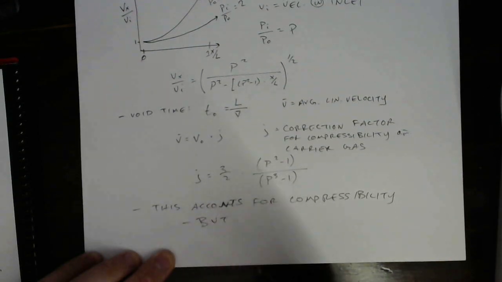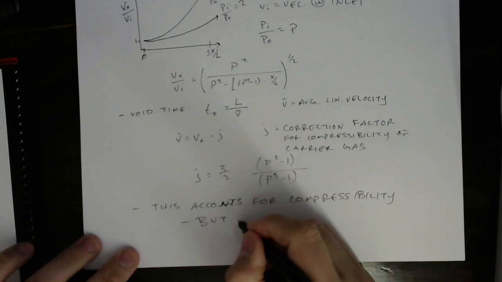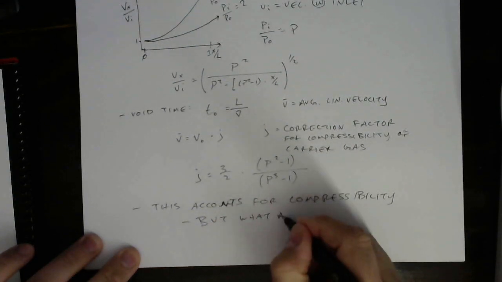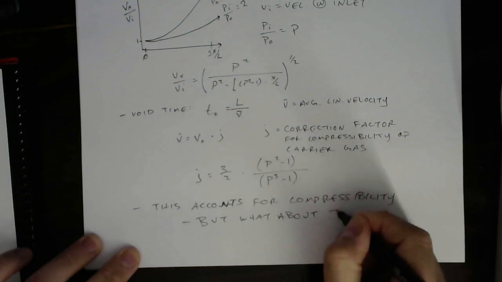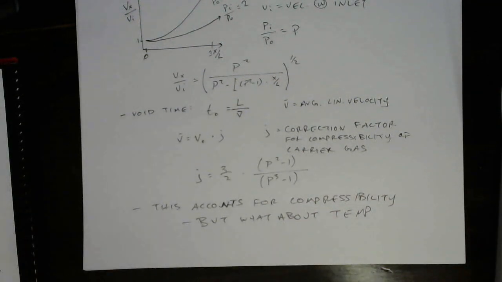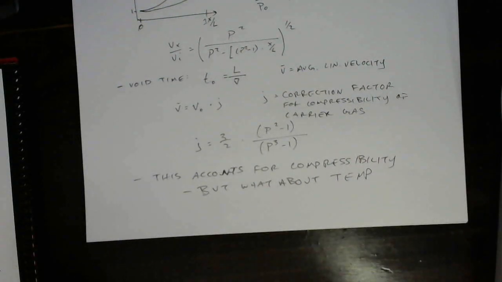Because the thing with GC is that GC is done at elevated temperatures, right? So what about temperature? Because we know that as temperature elevates, gases expand. And so we have these two competing things. We have the compressibility of the pressure effects as the stuff flows through the column, and we have the expansion of the temperature effects. It turns out this one's a little mathematically simpler.